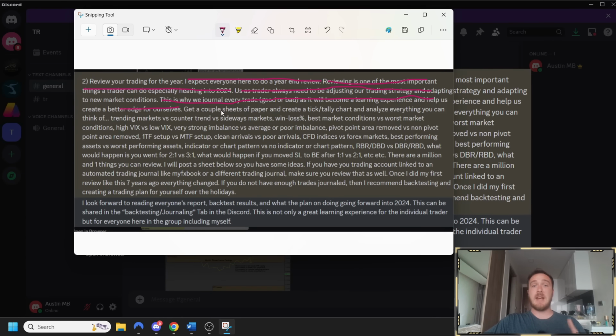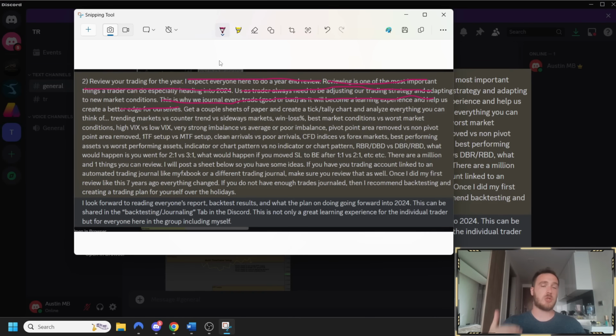Get a piece of paper and create a ticker tally sheet and analyze everything that you can determine. What is your win-loss percentage if you were trading in an uptrend versus downtrend versus a counter-trend market? Win rate when trading a clean arrival versus poor arrival? What is the win rate between the one time frame setup versus multiple setup? What about if you went for 2 to 1 versus 3 to 1? Or what happens if you get out at 1 to 1 versus 5 to 1? How does that affect your win loss?